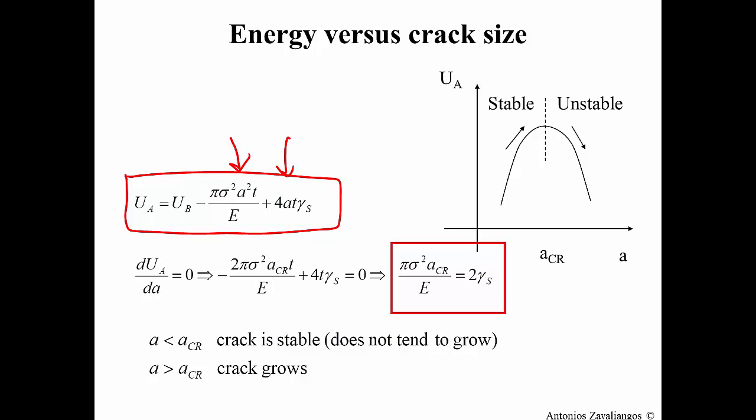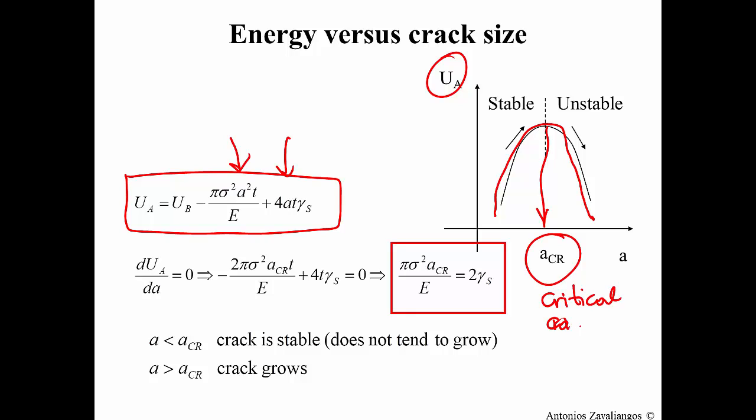with a negative sign, which means that there is a maximum, and therefore, if you plot U sub a versus the size of the crack, you have an inverted parabola with a maximum, and that maximum corresponds to what we call the critical crack size. And I'll tell you why we call it critical.